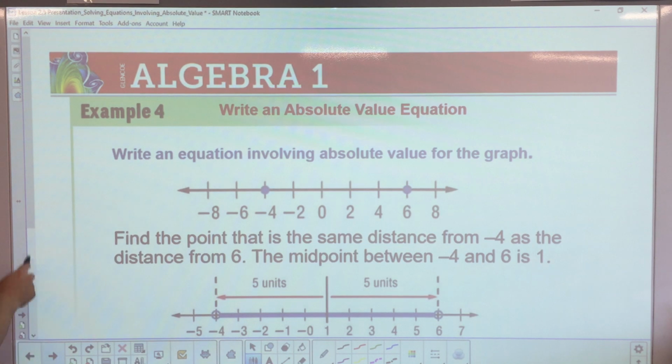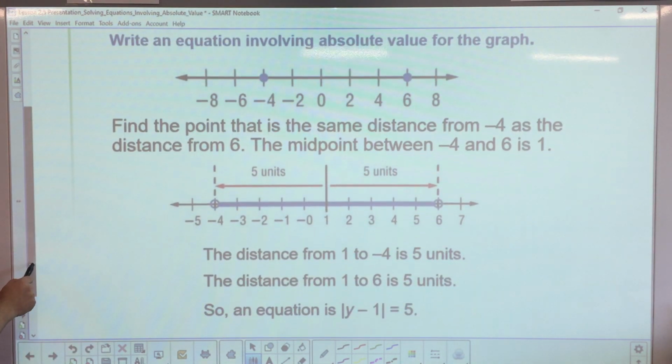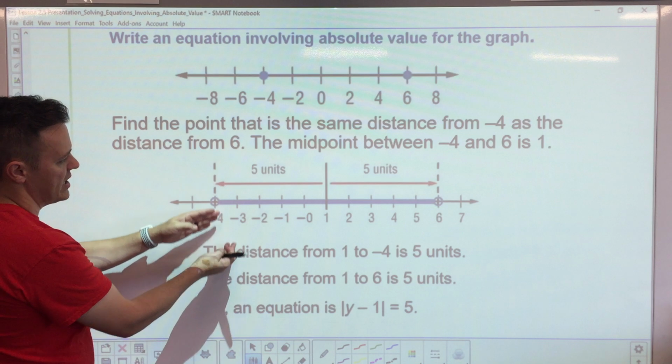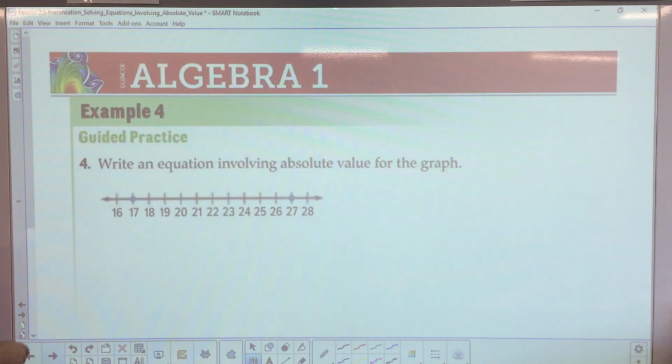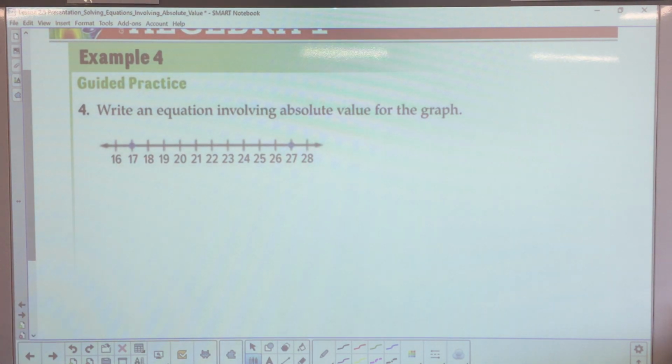Your turn. Oh, look, I even left this up just in case. And we got it right. If you want to pause the video and look at this, you can. They have a little explanation and a beautiful little graph. So, ladies and gentlemen, now it's your turn. Try this guided practice, please.